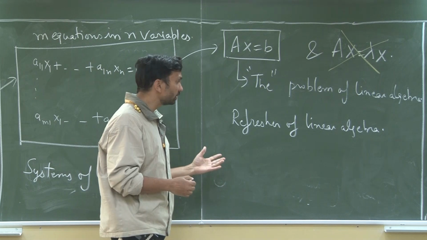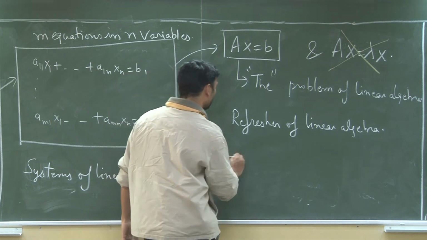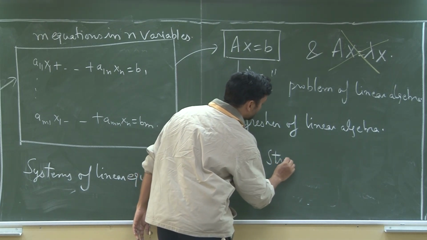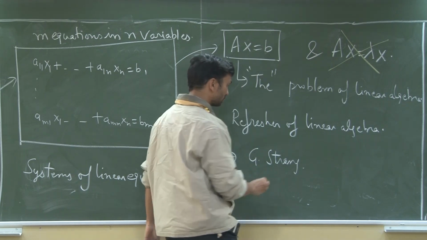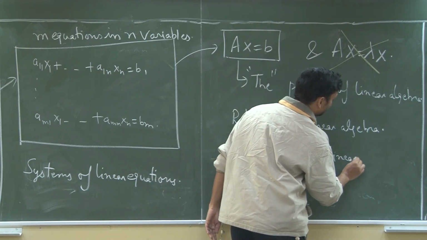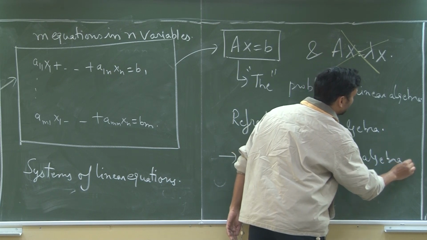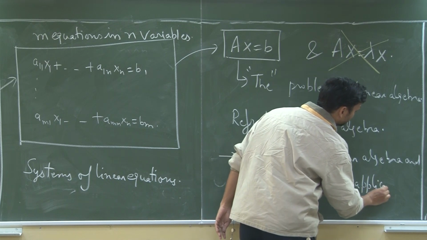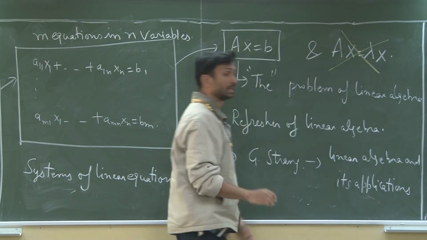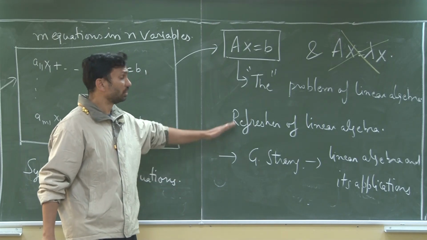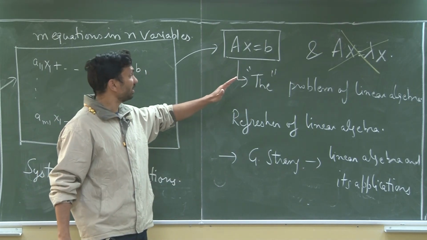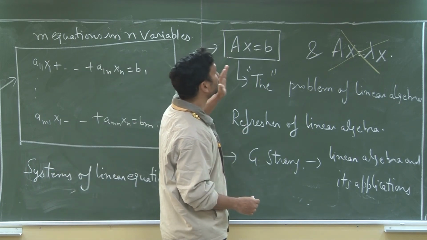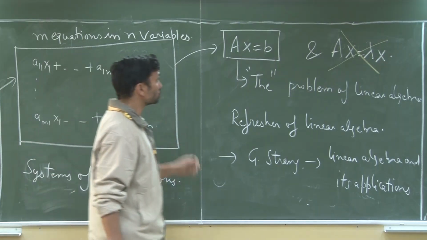If you are not familiar with this, if this is new to you, I encourage you to look at any standard book of linear algebra. My favorite is the book by Gilbert Strang, Linear Algebra and its Applications. But any standard textbook on linear algebra will be good enough for these concepts. These are central basic concepts of linear algebra. So the next two lectures will talk about Ax equal to b, how to solve Ax equal to b.